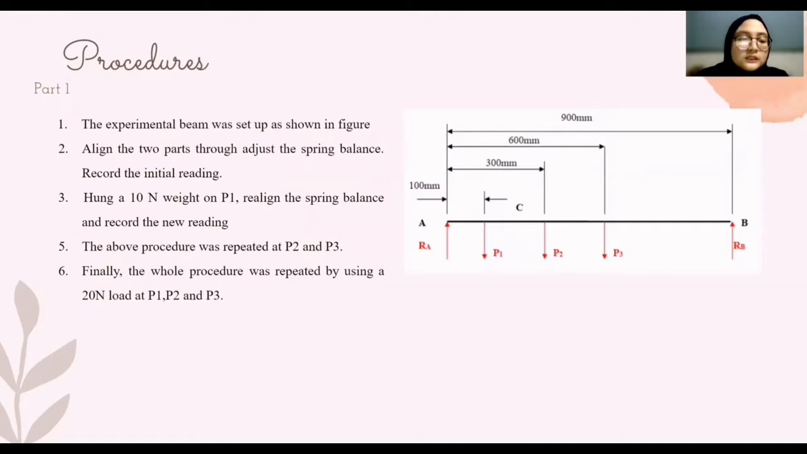Third, hang a 10 Newton weight on P1 and realign the spring balance, and record the new reading that indicates the effect of the 10 Newton weight on the beam. Next, the above procedure was repeated at P2 and P3. And finally, the whole procedure was repeated by using a 20 Newton load at P1, P2, and P3.